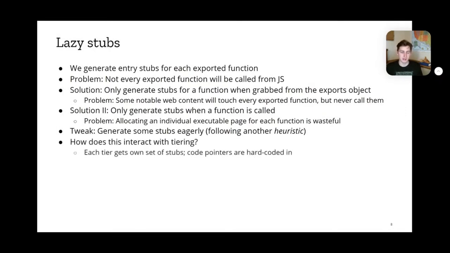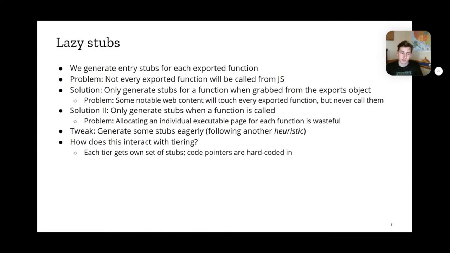And the problem is that each tier of code gets its own set of stubs, because the stubs have code pointers hard-coded into them. If you're exporting a function that you want to be able to call, you need to actually call that WebAssembly function. And so the problem happens when a tier-up is happening and a lazy stub is being generated, and they're both happening concurrently on multiple threads.